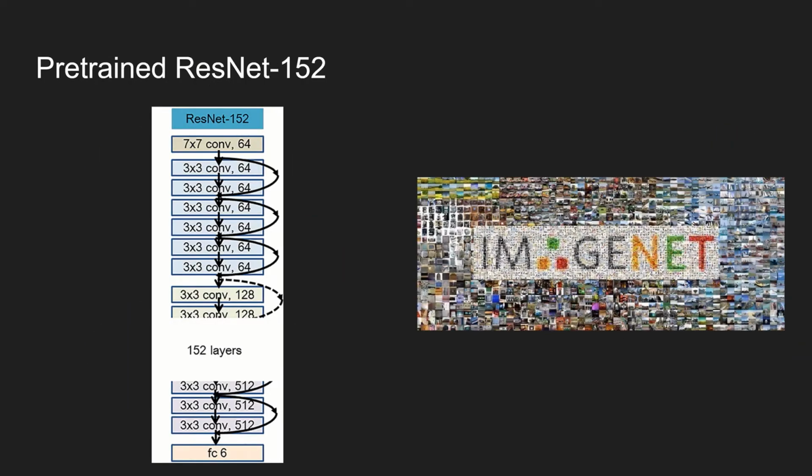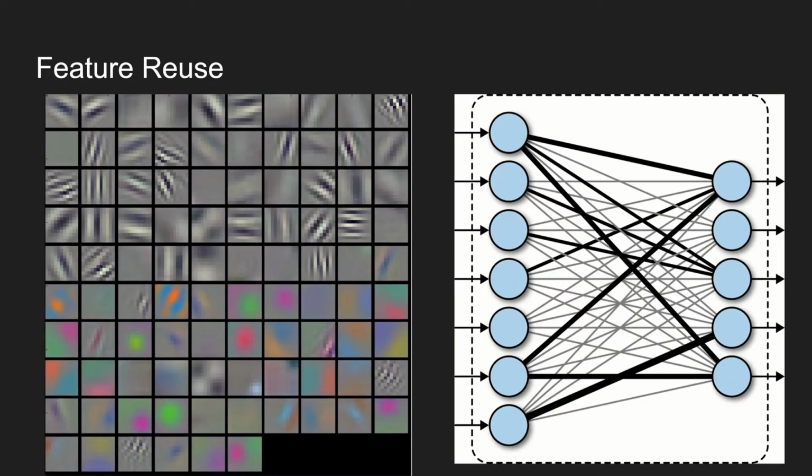Luckily, PyTorch has a lot of pre-trained networks that we can use. In particular, in this lab, we will be using ResNet 152, which is a very large ResNet architecture. This network has been trained on the very large ImageNet dataset. The reason why transfer learning is so useful is because it allows us to reuse features that were learned on one dataset and use it for a different dataset.